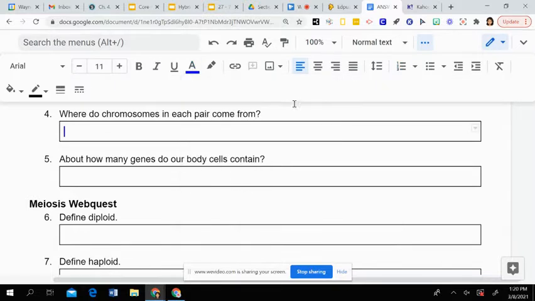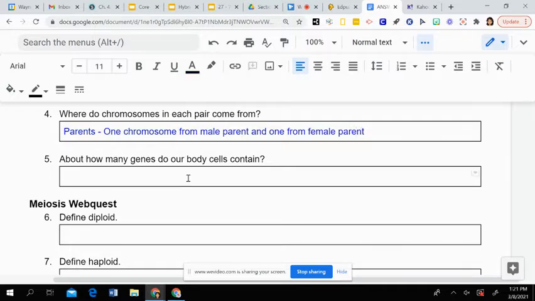Where do chromosomes in each pair come from? Where do you get your chromosomes from? Allie? Your parents. You get one chromosome from the male parent and one from the female parent.